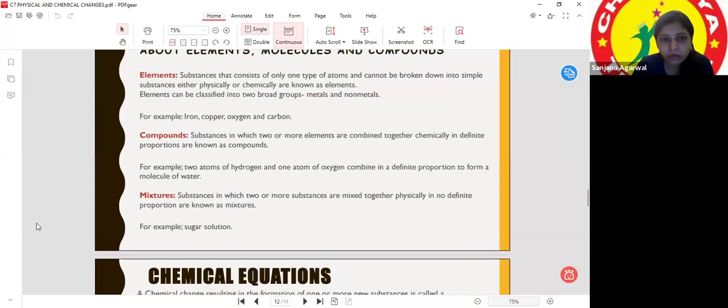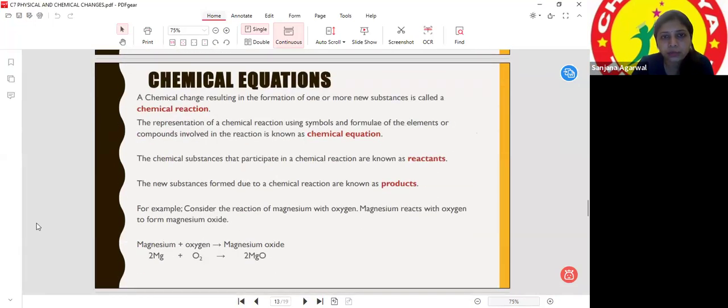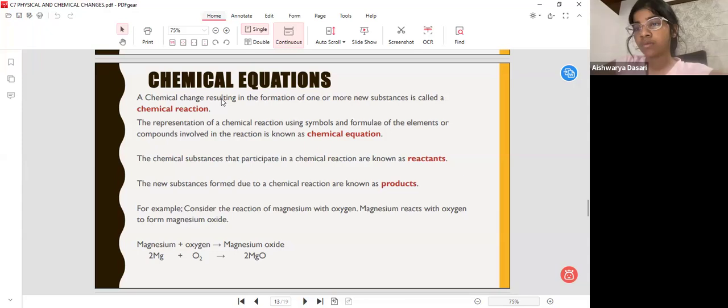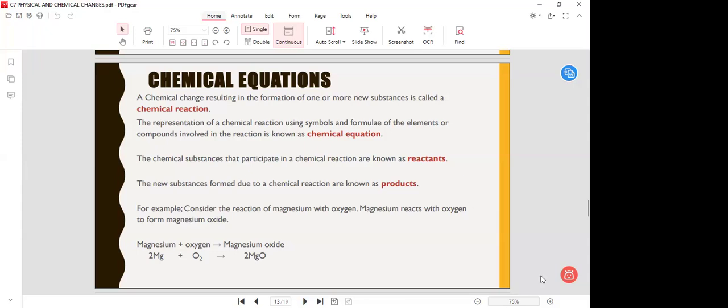So mixtures are all done. Now let's move to chemical equations. Who will read out the chemical equation once loudly? Advika, please read the chemical equation.